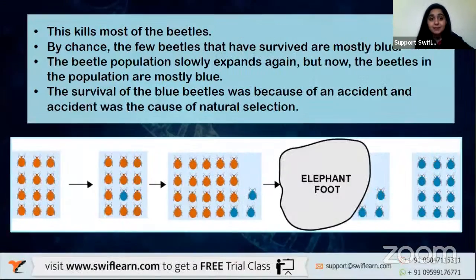So now what happened? This killed most of the beetles. By chance, the few beetles that have survived are mostly blue in color. The beetle population slowly expands again, but now the beetles in the population are mostly blue. The survival of the blue beetles was because of an accident, and an accident was a cause of natural selection. Yeah, it was natural selection. Nobody came here and selected, oh, I'm going to step onto the red ones and leave the blue ones. No, it was just a matter of survival and natural selection. The foot could have gone anywhere.